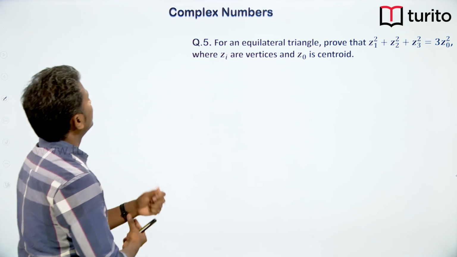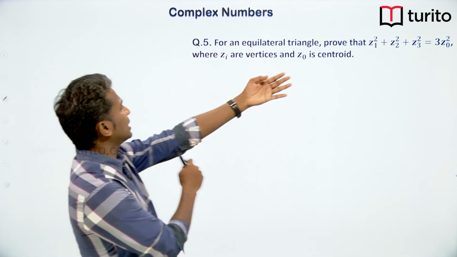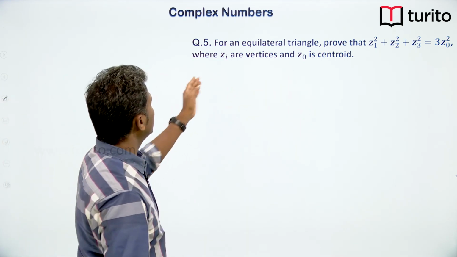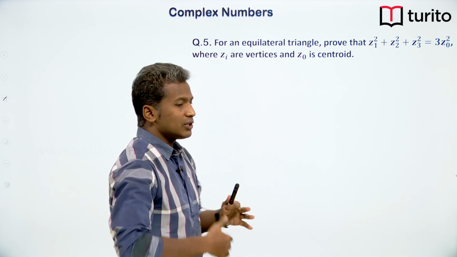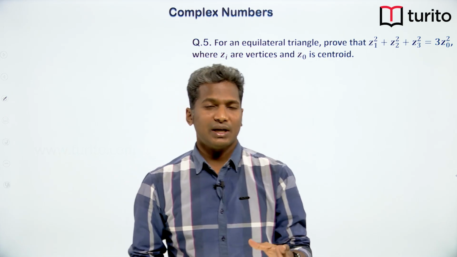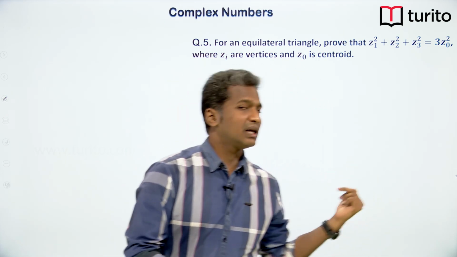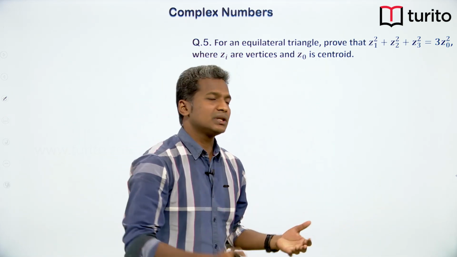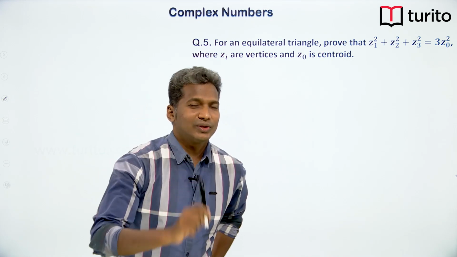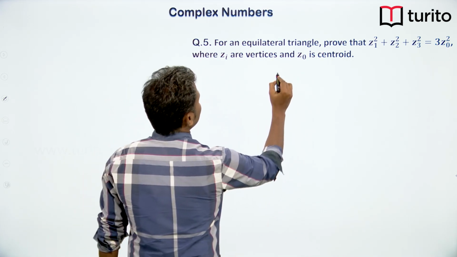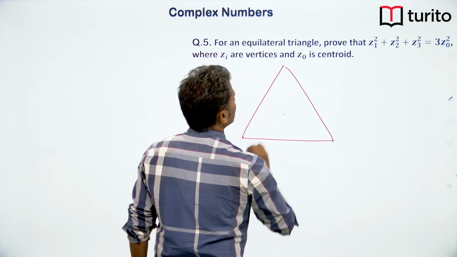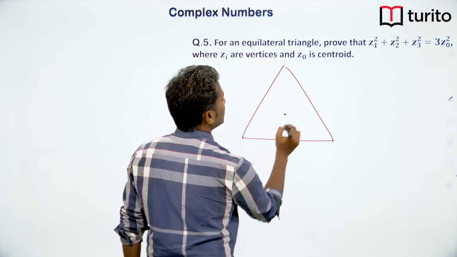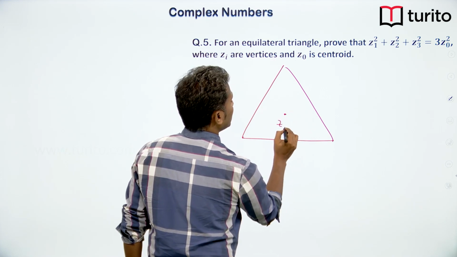So, here for an equilateral triangle, prove this condition where Zi are vertices and Z0 is centroid. Here it is already given that there is an equilateral triangle and you want to prove that condition. So, how do we do this? This also I am proving using complex rotation. The reason why I have taken so many questions on complex rotation is because most of the students do not understand complex rotation well.